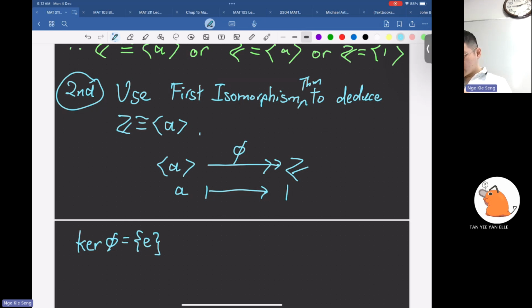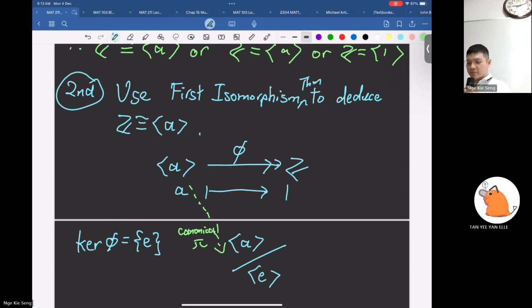Okay, so meaning what? So meaning if I take the free group, I quotient out by this trivial subgroup, what do I have? First of all, I have a canonical map from ⟨A⟩ to ⟨A⟩/⟨e⟩. Okay, the canonical map, we call it pi. It sends every element to its coset. And then there exists an isomorphism here.